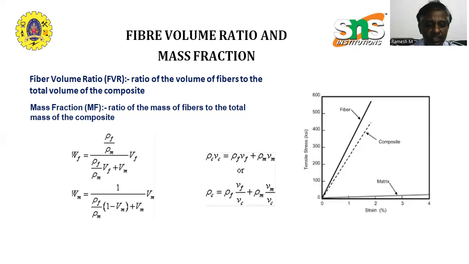Next, we move on to the elastic constants. The constants that define the relationship between the stress and the strain in the material, that is the elastic constants. Generally, elastic constants are Young's modulus, Poisson's ratio, and shear modulus. Generally, we studied Young's modulus, Poisson's ratio, and bulk modulus as the elastic constants.